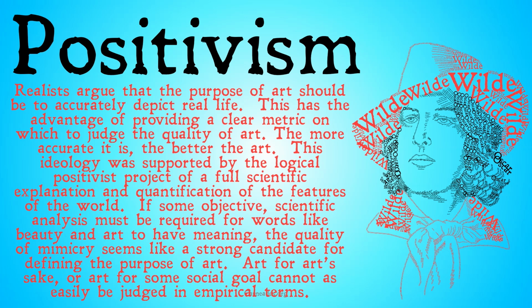If we need to have some way we can score out whether something is beautiful or whether something is good art, it seems like how well that thing corresponds to reality is something that we could put into numbers in a way that art for art's sake or art for some social goal can't as easily be judged in empirical terms.